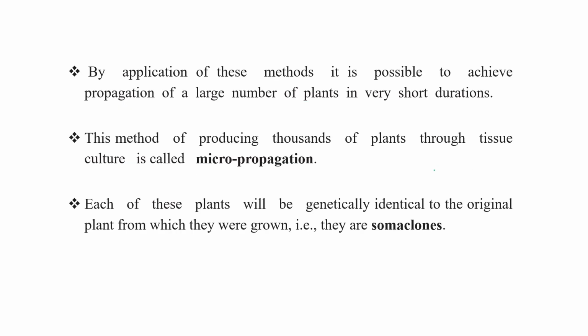Okay. So by the application of these methods, it is possible to achieve propagation of a large number of plants in a very short duration of time. This method of production of thousands of plants through tissue culture is called micropropagation. What is micropropagation? Production of thousands of plants under controlled environment in Petri plates or in jar. Production of thousands of plants through tissue culture is called micropropagation.